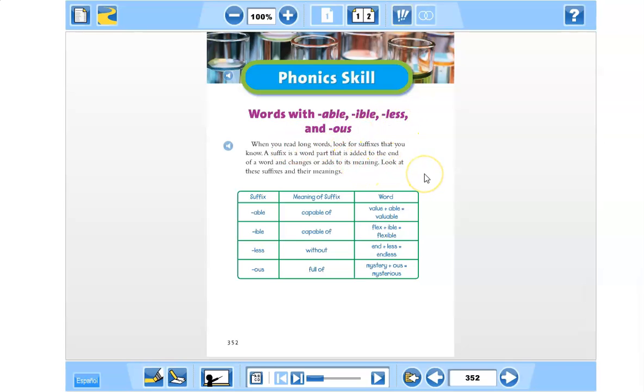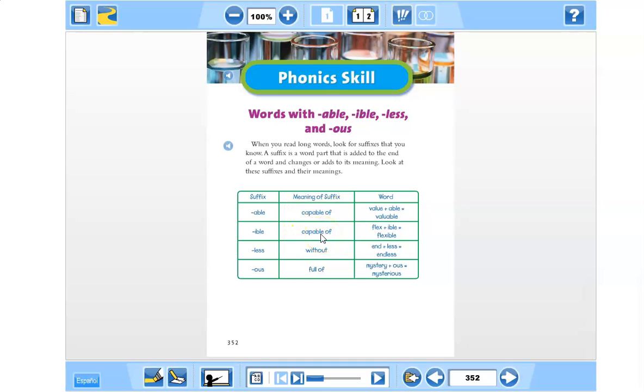When you read long words, you look for suffixes that you know. A suffix is a word part that is added to the end of a word and changes or adds to the meaning of the word. So we're going to look at these suffixes right down here, and then we're going to look at what they mean. So the suffix is able. Now you'll notice there's able and ible. Both of them mean capable of.